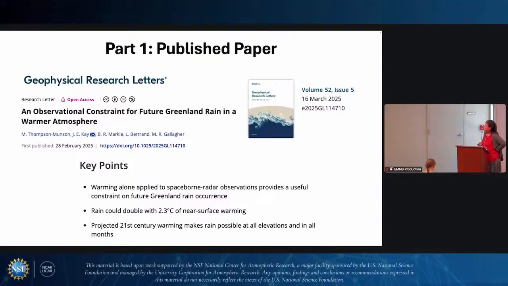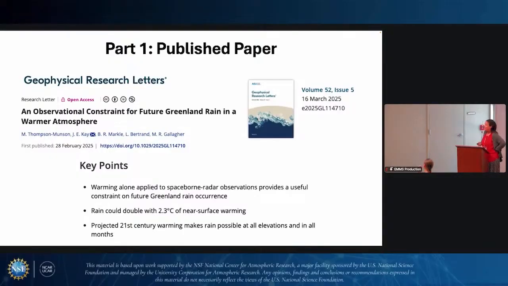The second are sort of the results. Rain could double with 2.3 degrees of near surface warming. So that's a lot more rain over Greenland. And projected 21st century warming makes rain possible at all elevations and in all months. So basically, we're looking at a rainier Greenland. We're starting to see evidence of that from the limited number of ground-based observations that are there.